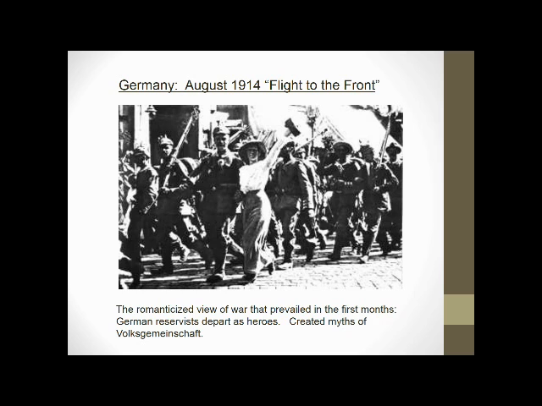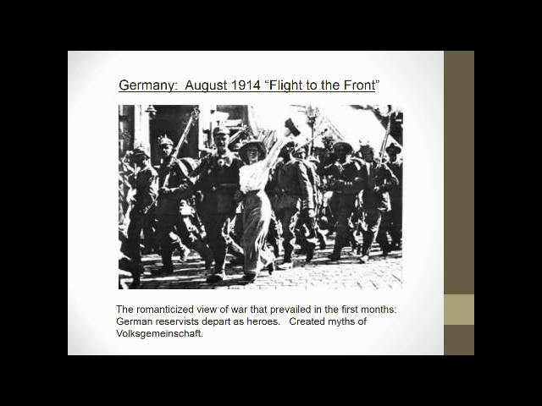Another picture depicting the romanticized view of war that prevailed in the beginning periods of the war. Here we see German reservists departing as heroes, and you see a wife or a girlfriend who's going with her man, not to battle, but to service in the armed forces. She's parading him off in a way of demonstrating that her man was courageous, that he was manly, that he was going to do the right thing and become a hero.